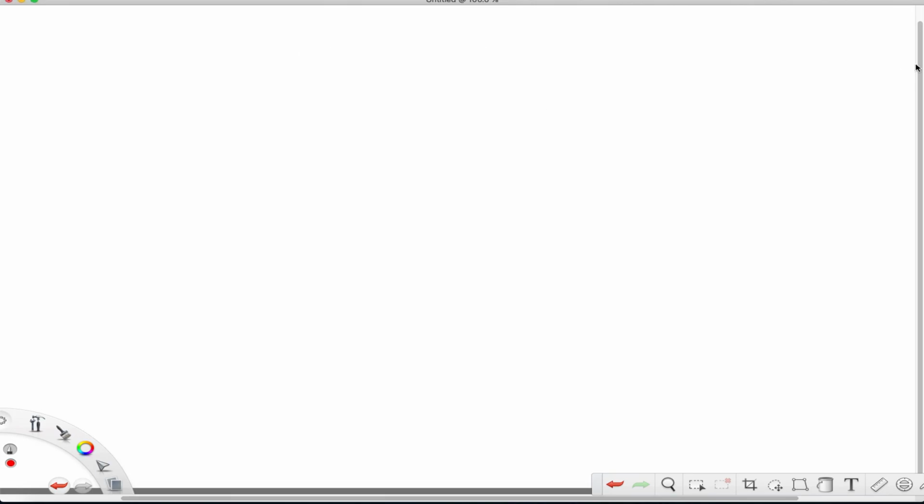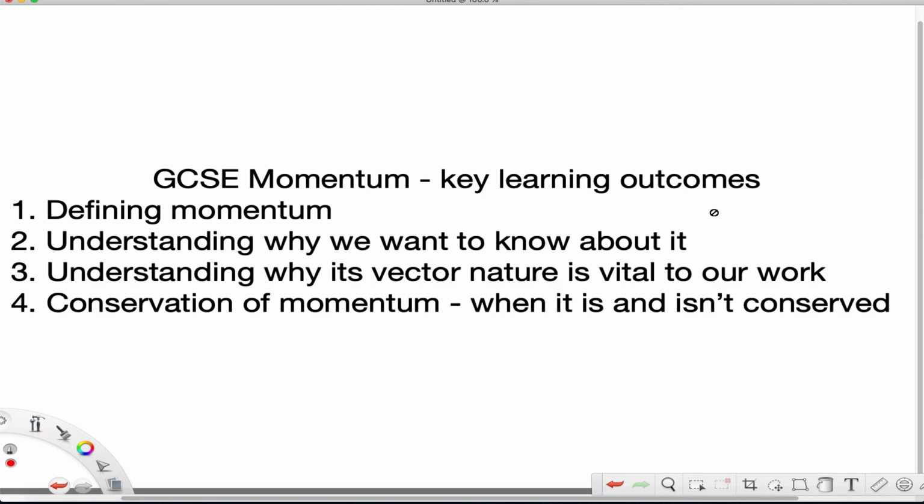And what we were trying to get across were these things. What is momentum? Product of mass and velocity. Why we want to know about it? Well, I haven't covered that really, but really what we're looking at here is all kinds of safety. We're going to come on to that because the momentum of an object dictates the size of the force you have to apply to stop it or change its motion.